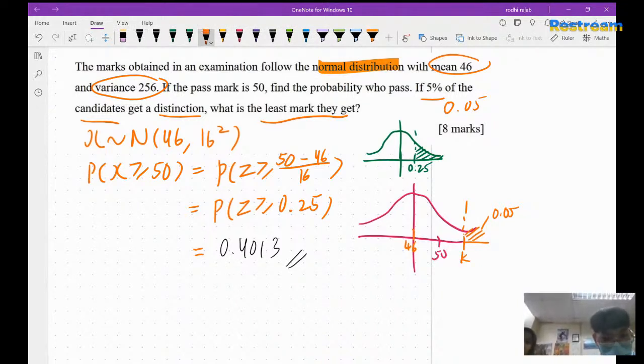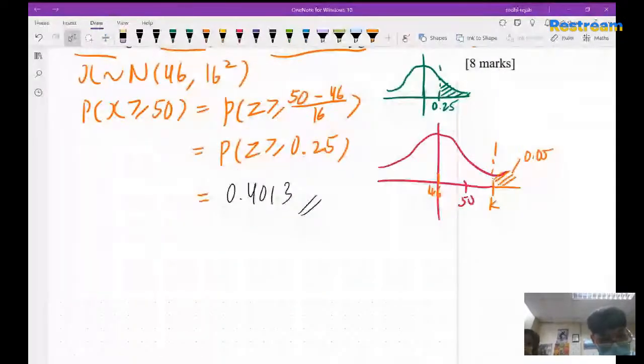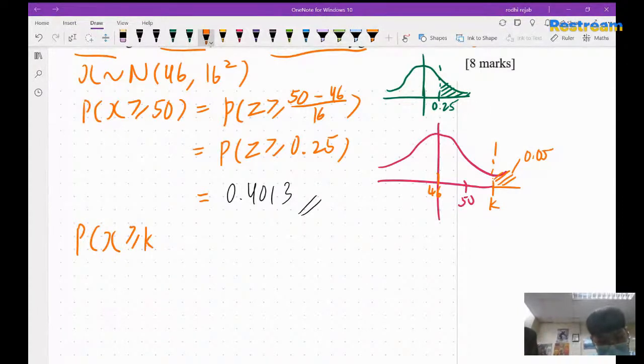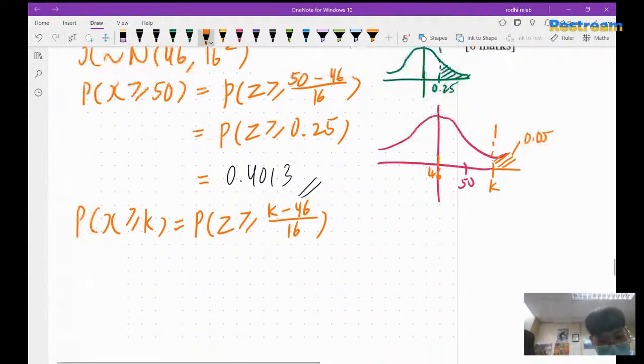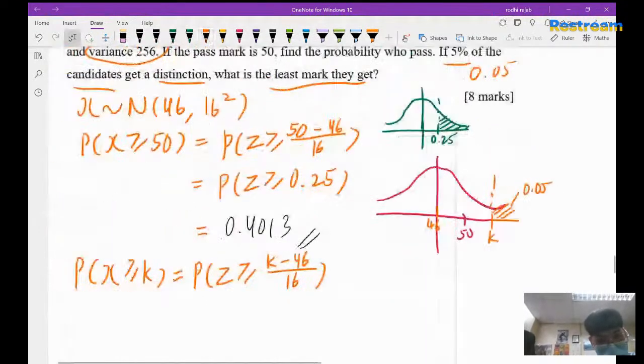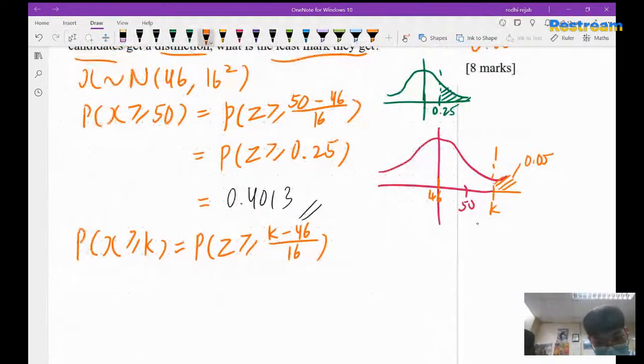Now, when we want to do the reverse working, I like to do it with the same steps. X is greater than or equal to k, because it's to the right of k. When we change to normal distribution, it will be Z greater than or equal to (k minus the same steps, your mean, which is 46) over your standard deviation, which is 16. But now, they already give you the probability, so this here equals 0.05.